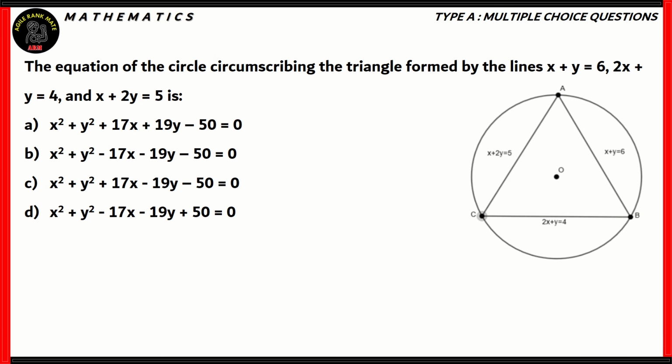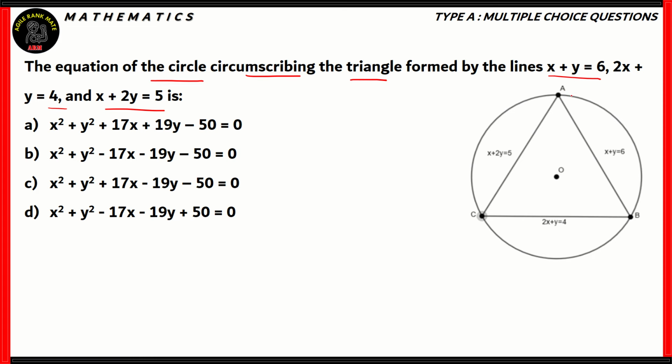Now, let's look at another question. The equation of the circle that is circumscribing the triangle formed by the lines x plus y equals 6, 2x plus y equals 4, and x plus 2y equals 5 is.